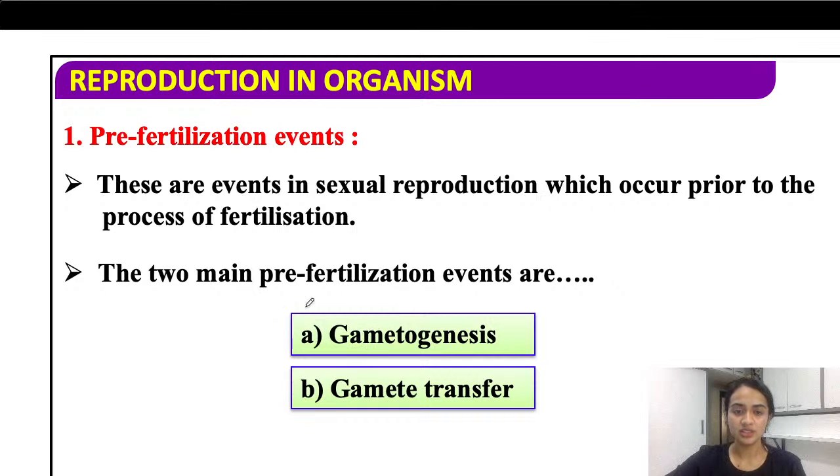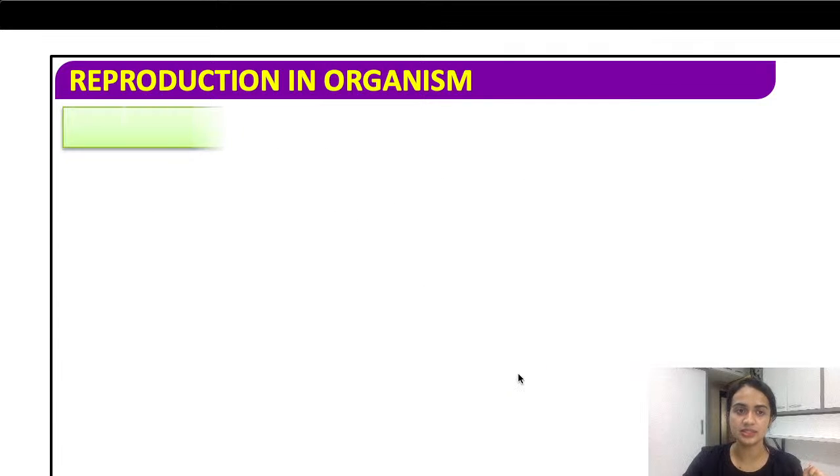So the first is gametogenesis. Here gamete refers to what we obtain from the mother and the father respectively, and genesis means its formation, how it is formed. Gametes are haploid structures, and then we have the transfer of gametes. Once these gametes are formed, it is very important that the gametes from the mother and the father meet, so that they can transfer and fuse together and start the fertilization process.